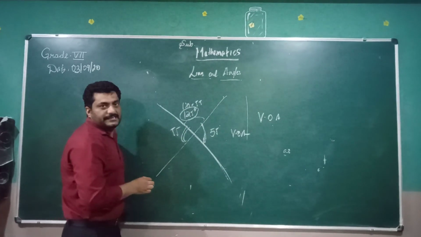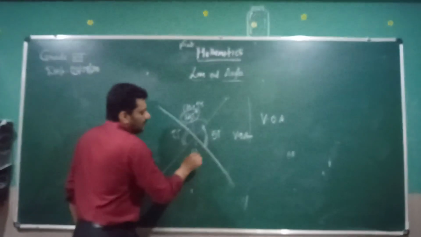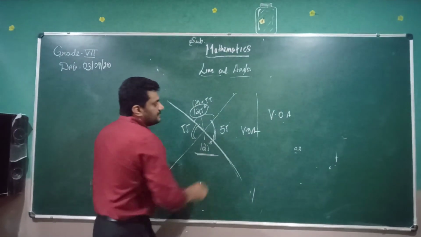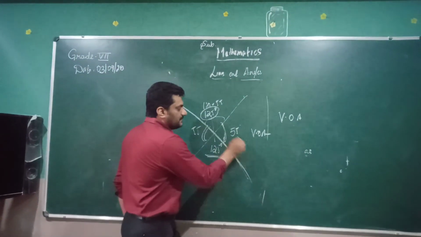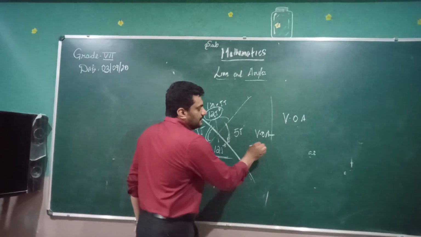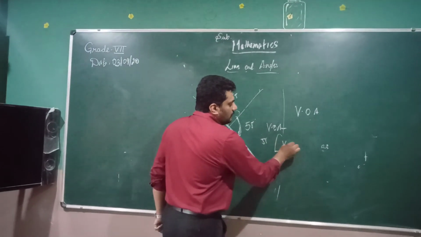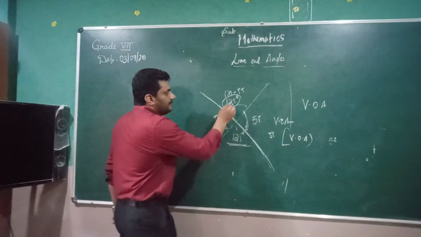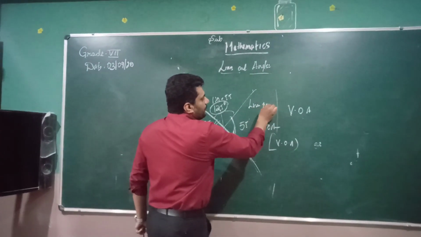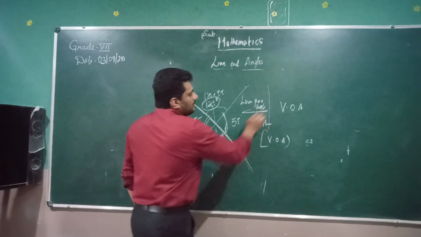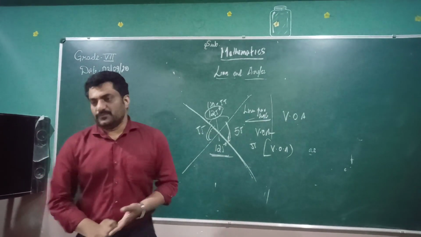Now, if this is 125, it has to be 125. So, whenever you are solving this problem, you have to write the reason why this is 55 degrees, because it is vertically opposite angles. Now, why is this 125? Because it is linear pair angles. Now, this is all about exercise 5.1.